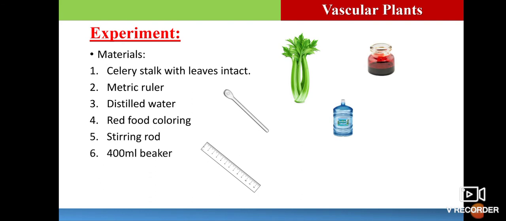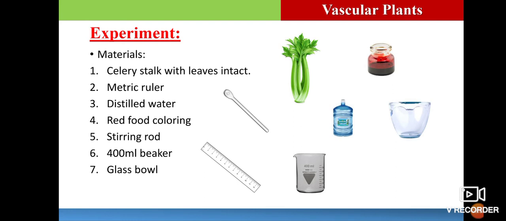We need a 400 milliliter beaker. This is the beaker. We need a glass bowl. This is the glass bowl. And finally, we need a razor blade. This is the razor blade. These are the materials needed in order to perform the experiment. Now we have to list the procedures step by step.